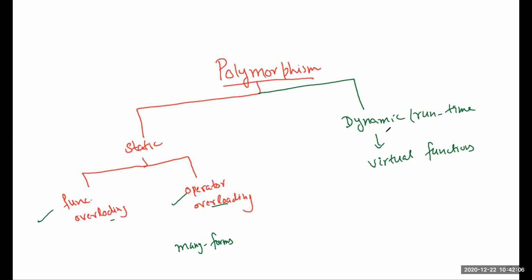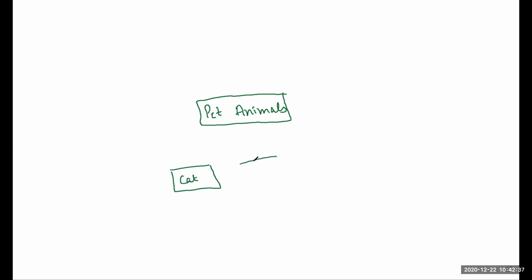Now, basically, how will this work? Before writing a program, let me just give you an example. Suppose you have different pet animals. If you're writing a program, this can be a class, pet animal. Name of the animal could be a data member, or whatever you want. And suppose you have different pets at your home, like maybe you have a cat, you have a duck, and you have a parrot.